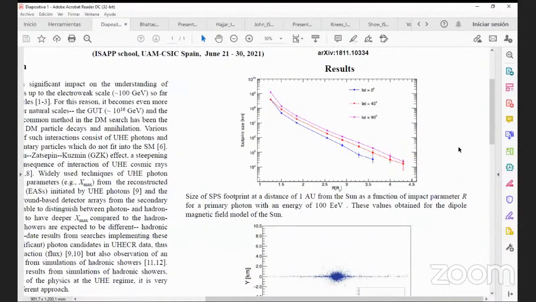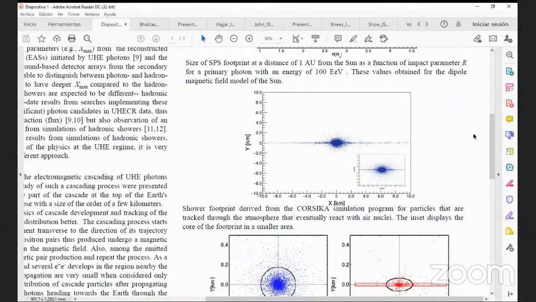Here you can see the size of a footprint. That's what is detected on the Earth. Once the dark matter particle decays and creates very extreme showers, it can be distributed over very large areas. What you see here is a footprint size in kilometers, which, as you can see, is huge, with the dependence on the impact parameter in solar radius. This is basically the distance from the sun to some point where the shower is created in the vicinity of the sun. And if you go a bit down, you will see the typical shower footprint.